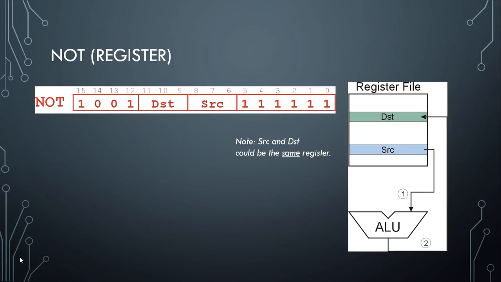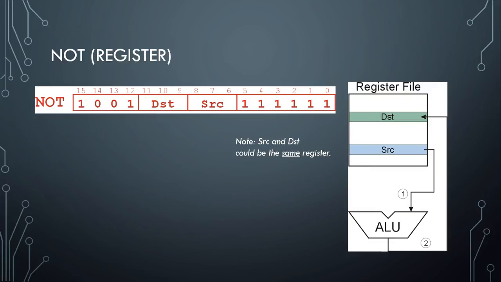So let's look first at NOT. With the NOT register, you can see in here I have my opcode right here at the front, 1001. We have our destination, and we have our source, and then of course this is just the rest of our file here. So source and destination can be the same register. You could pull from that register and say, hey, I just want to flip the values of that register.